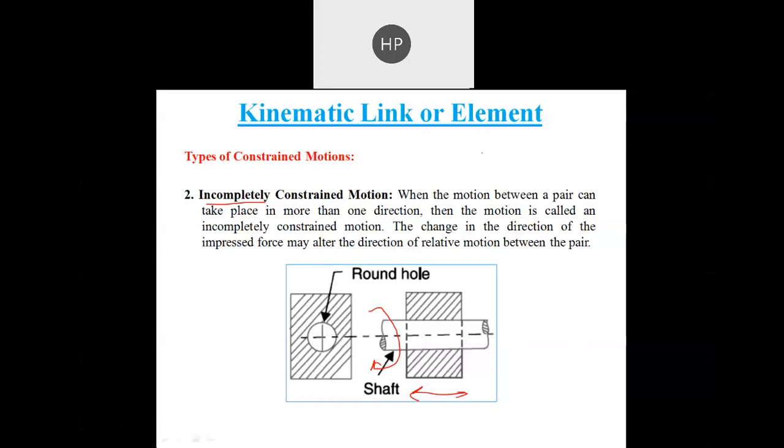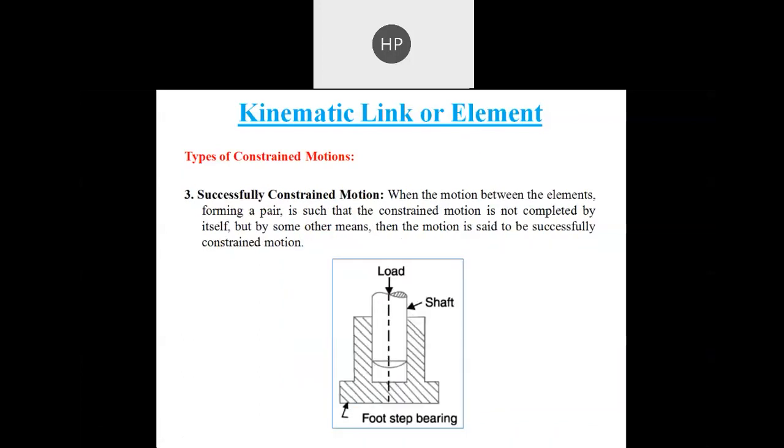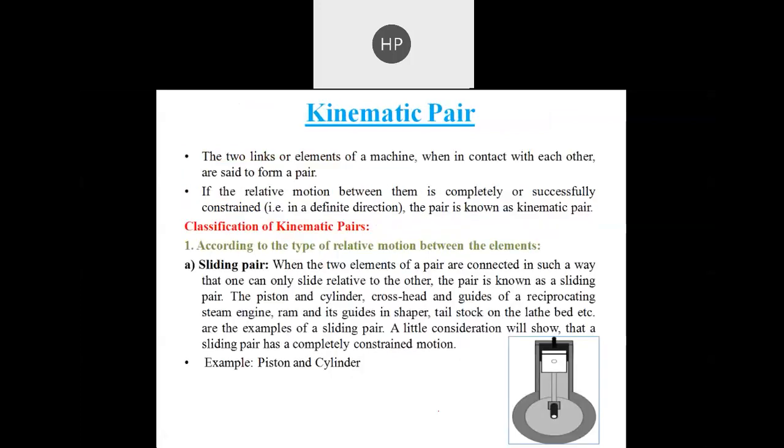Then third is a successfully constrained motion, and when the elements forming a pair are such that constrained motion is not completed by means of itself and we require certain external force. So this is the example of footstep bearing, that what we have talked about for a successfully constrained motion.